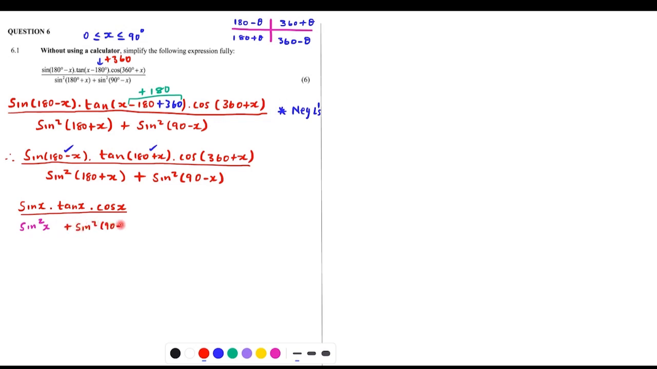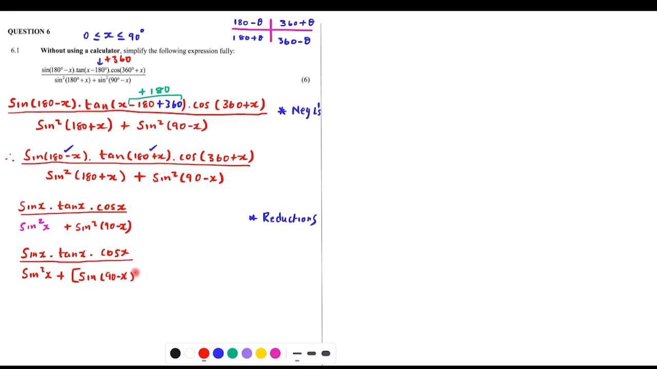All right, so here what did we do? We applied reductions. All right, and then now we're going to go into the cofunction. So first of all, cofunctions, so we're going to have sine x first times tan x times cos x over sine squared x plus, now here our cofunction is sine 90 minus x, right? So it is sine 90 minus x, but it is squared, so I'm going to put the square outside.